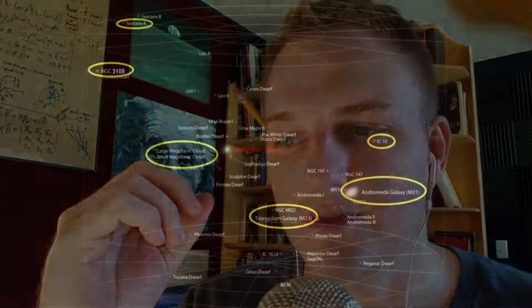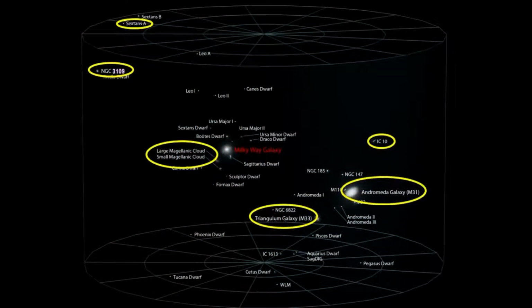And lastly, I just wanted to show you that the local group is in fact part of a larger structure known as the local volume. As creative as these astronomers are. And we'll explore this local volume if I get to it.